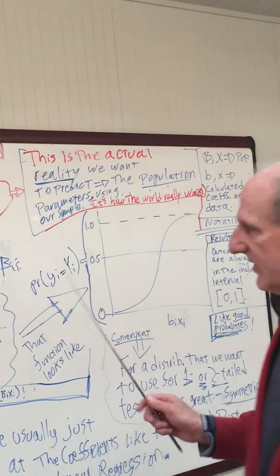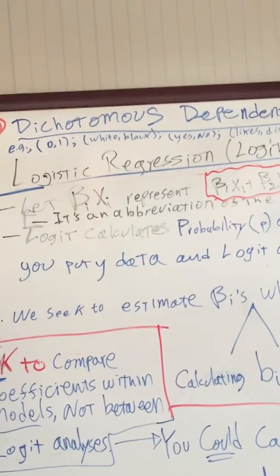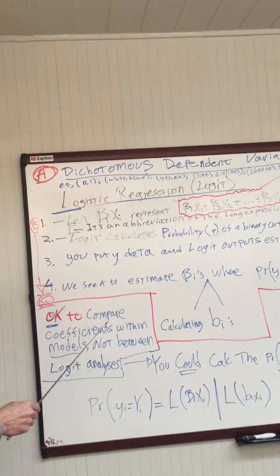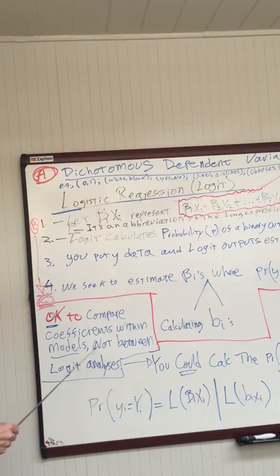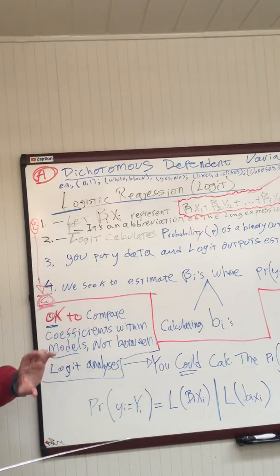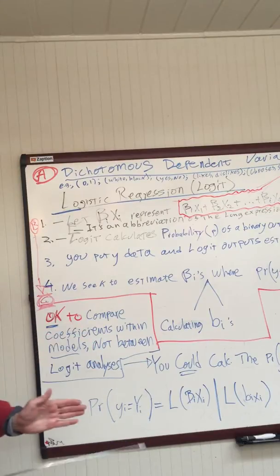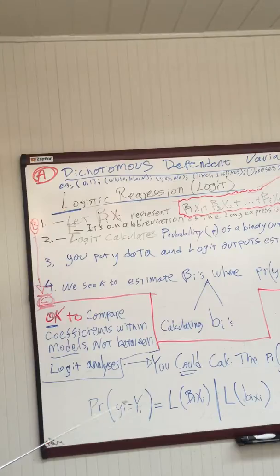Now, just shooting back over here for a minute, let's talk about a couple of the things that you can and can't do with the results of a Logit analysis. It's okay to compare the coefficients within a model, but not between Logit analysis models. That means you do one Logit analysis and you can look at the coefficients, magnitudes, and signs inside one model, but not compare those to some other model that you calculate with a separate analysis.